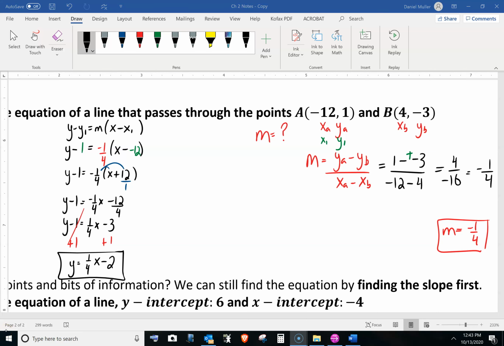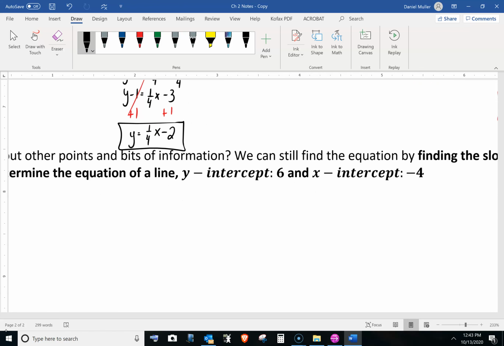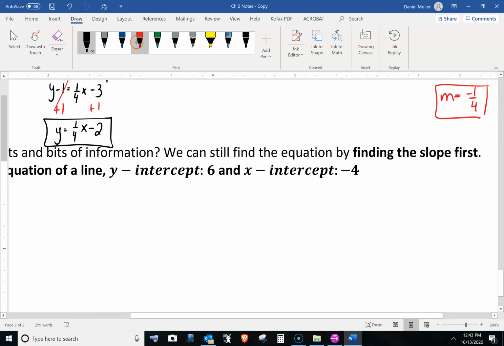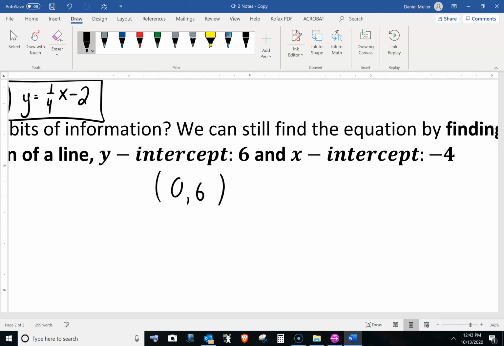The last question here is exactly the same, but with a twist. So you might think, well, it's not exactly the same, and I guess you're right. Determine the equation of the line that has a y-intercept of 6 and an x-intercept of negative 4. The thing that you need to know, and I'll just write it here, is that when it says a y-intercept of 6, that means it crosses the y-axis at 6. That is a point. That point is 0, 6. And when we say there's an x-intercept of -4, that means there's a point, and that is -4, 0.